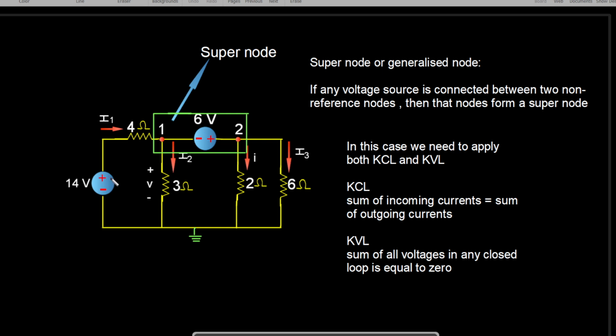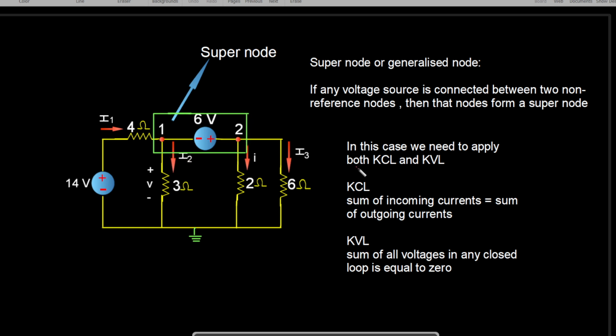Please check this 14 volt voltage source: it is connected to the reference node. But if you see this 6 volt voltage source, it is connected to one node which is a non-reference node, and the other end is connected to this second node, which is also a non-reference node. That means these two nodes are not directly connected to ground. So this combination of nodes 1 and 2 can be called a super node.